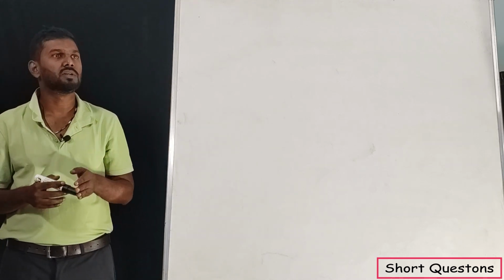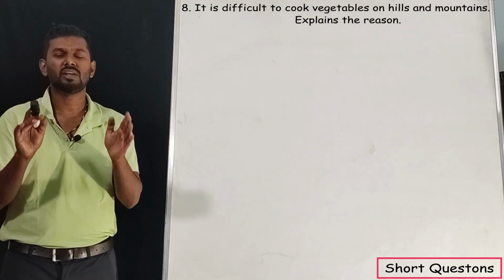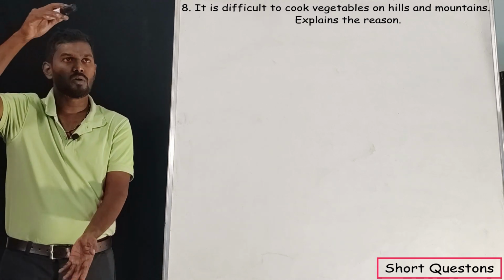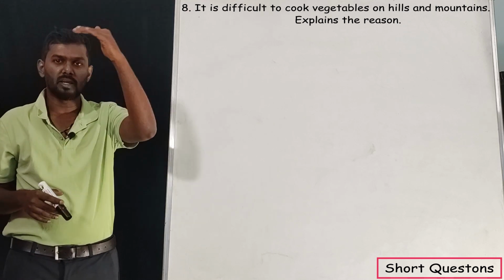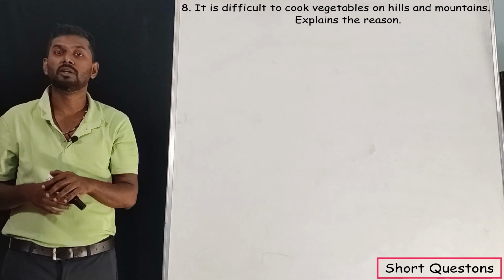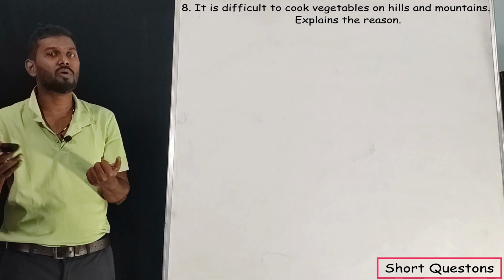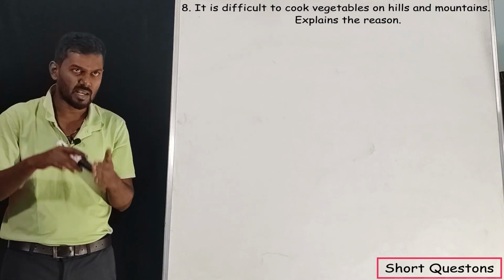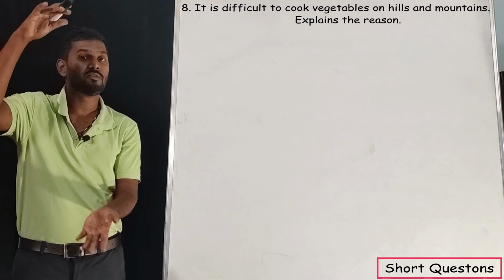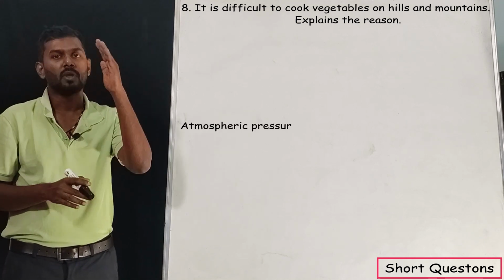That's it. Our next question: it is difficult to cook vegetables on hills and mountains. Explain the reason. Very simple question. Listen, if the altitude is more, altitude means the height, and height is nothing but the hills and mountains. On the hills and mountains, the altitude will be high. If the altitude is high, then the atmospheric pressure will be low, and we have learnt already that if the pressure is more, the boiling point will be more. If the pressure is less, the boiling point will be less. So on the hill stations and mountains, the pressure will be really low. That's why the boiling point also decreases.